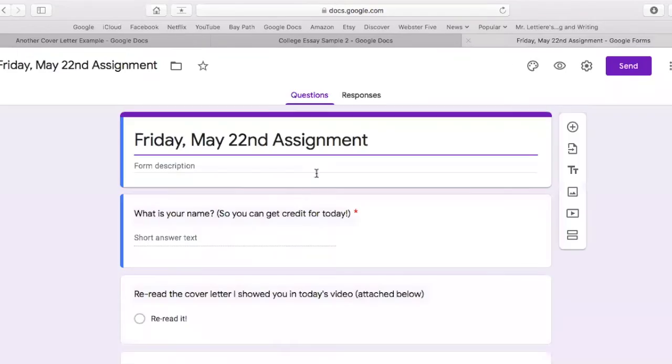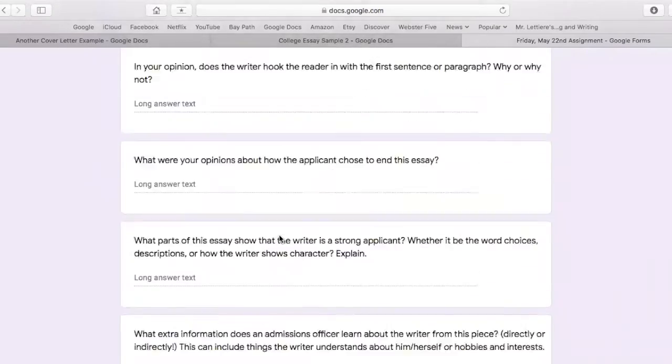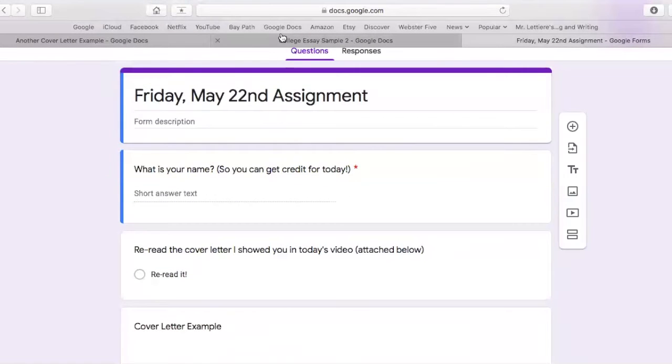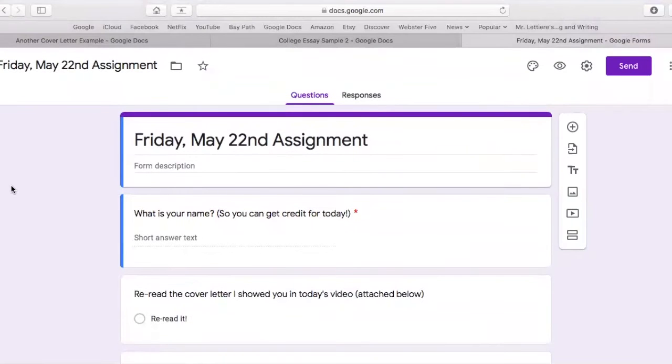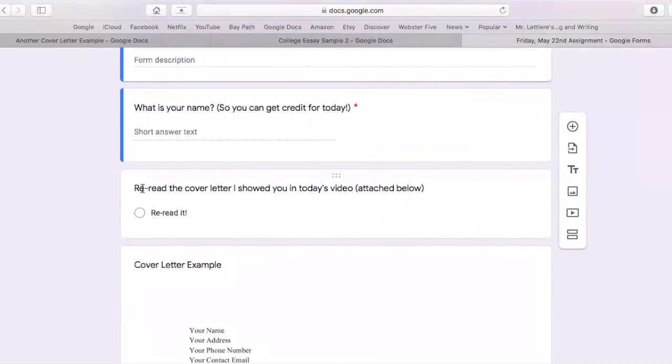You'll notice that all of these questions are not required because you only have to do half of them, depending on if you want to write the cover letter or the college essay. So I'll start here. Again, your name is the only thing that's required here. The rest of it is just tailored to you. Are you going to write a cover letter or are you going to write a college essay? Choose that. You should have chosen that yesterday, and then do the assignment that corresponds with it.